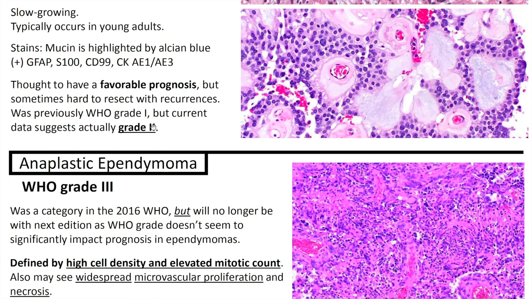Next up we have anaplastic ependymoma, or WHO grade 3, and you're seeing a trend here again, right? You have these various entities, and once you put anaplastic in front of it, it bumps it up to a WHO grade 3, a little bit higher grade, a little bit worse prognosis. This was a category in the 2016 WHO, but will no longer be with the next edition, as the WHO grade doesn't seem to significantly impact prognosis in ependymomas. It's defined by high cell density and elevated mitotic count, and you may also see widespread microvascular proliferation and necrosis.